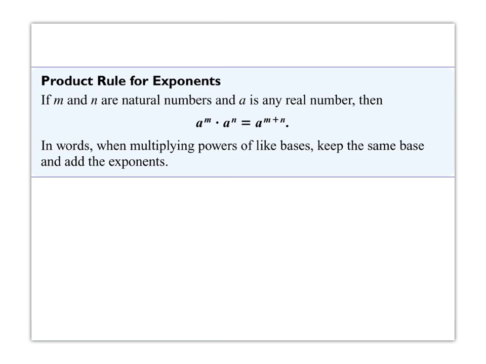Here's an example. If you have 2 raised to the third power times 2 raised to the fourth power, you can write this as 2 raised to the 3 plus 4 power, which is the same thing as 2 to the 7th power. You can think of it this way to confirm.